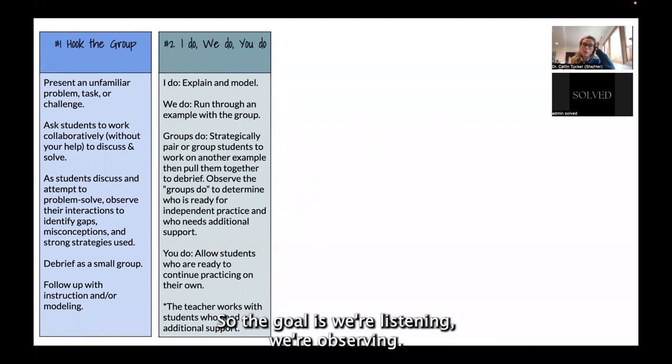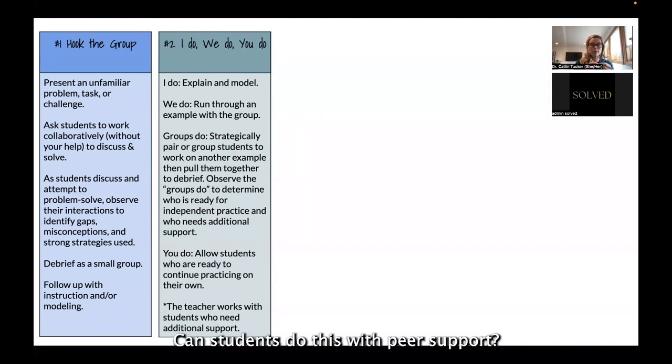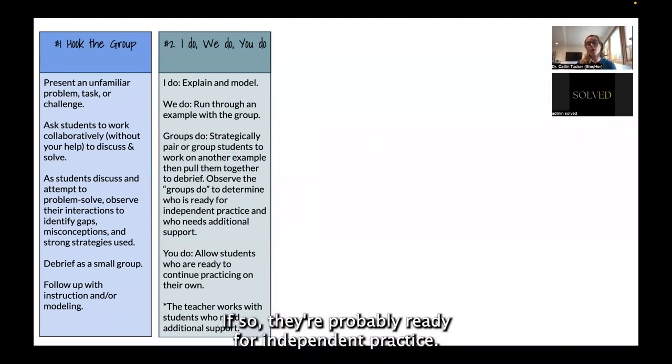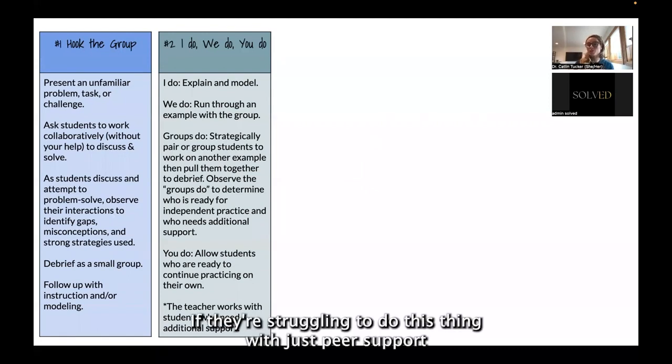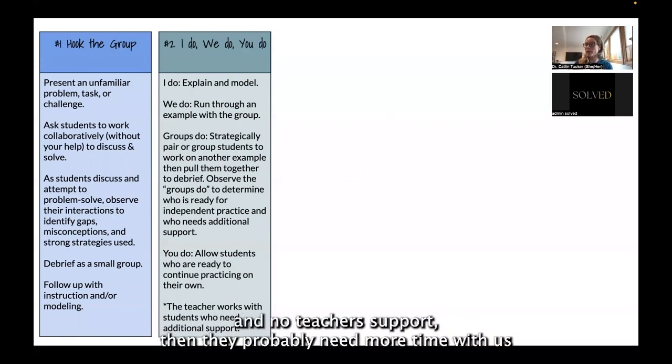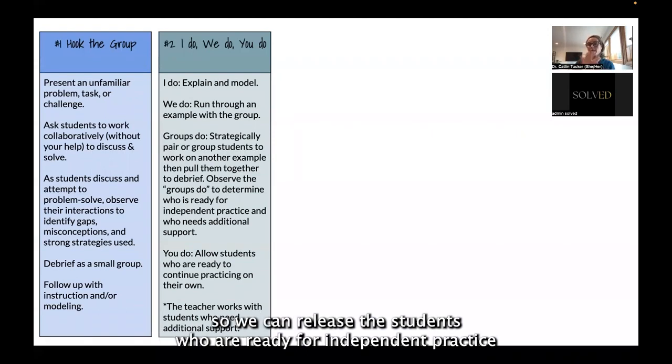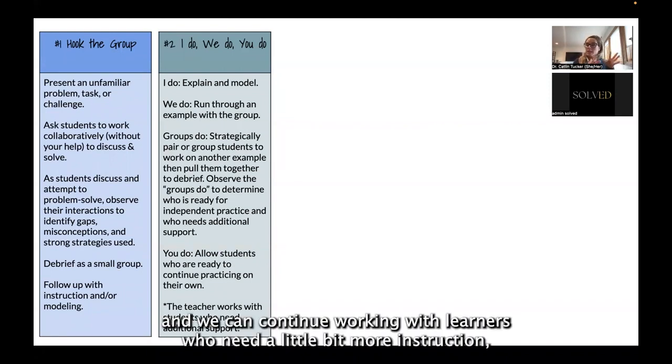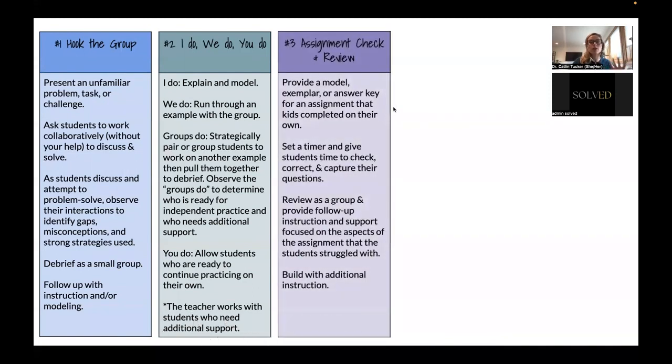So the goal is we're listening, we're observing. Can students do this with peer support? If so, they're probably ready for independent practice. If they're struggling to do this thing with just peer support and no teacher support, then they probably need more time with us. So we can release the students who are ready for independent practice, and we can continue working with learners who need a little bit more instruction, support, or models from us.